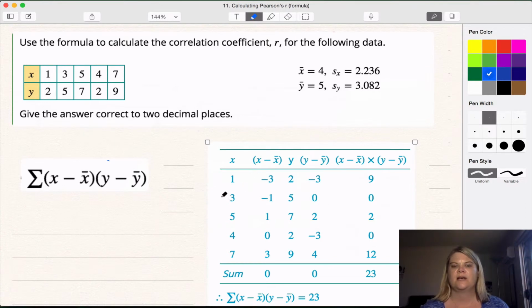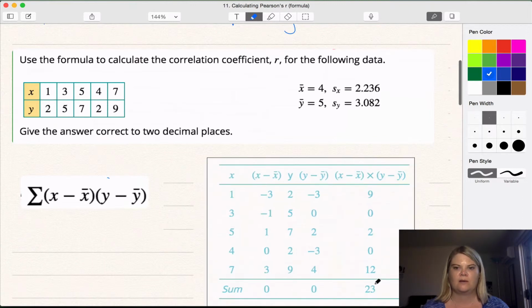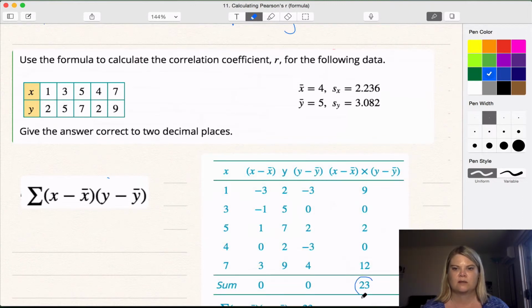And here is a completed table. This was the first row that we'd already filled in, and hopefully you've had a go at 1 or 2 more of the rows as well. Once you get to the end, this sigma means sum of all of these two multiplied together. So these are all the numbers multiplied together, and we just need to add all these together, and we get 23 at the bottom there. And that's the number that we're going to use in our numerator.